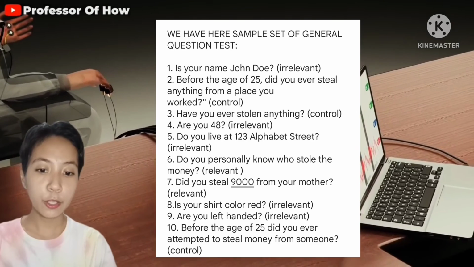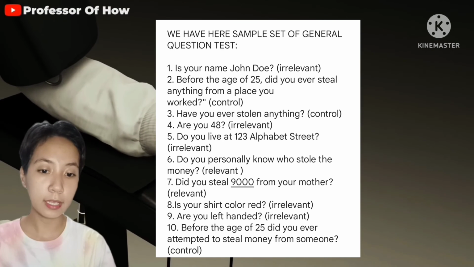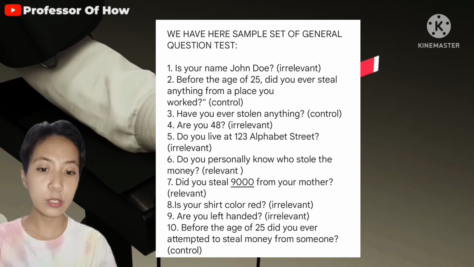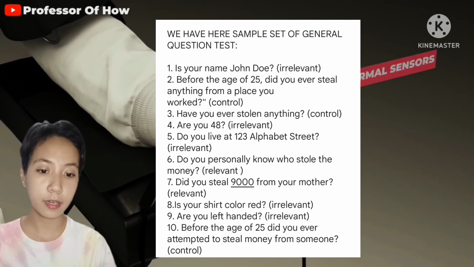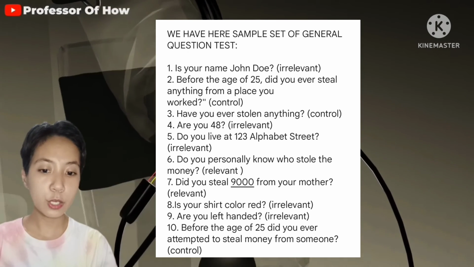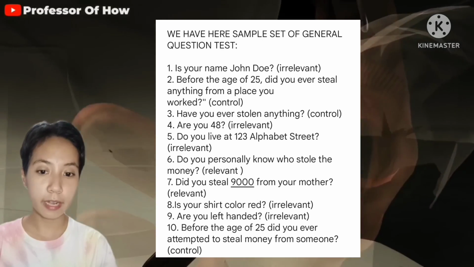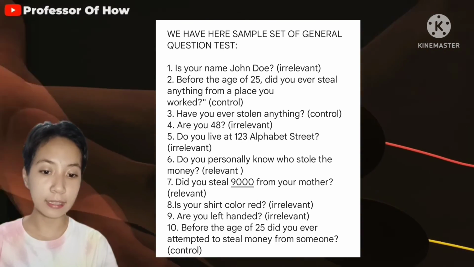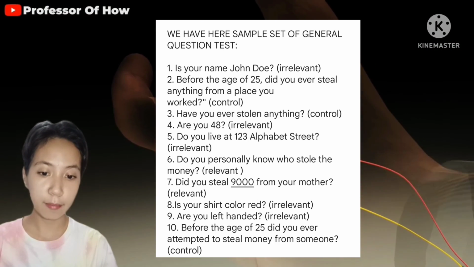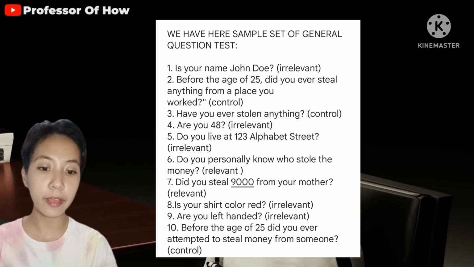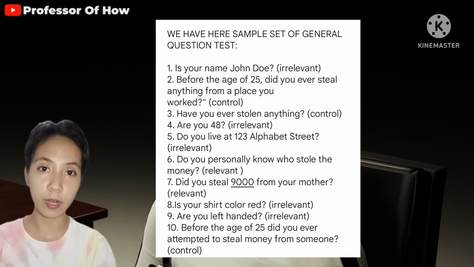Do you personally know who stole the money? Relevant. Did you steal 9,000 from your mother? Relevant. Is your shirt color red? Irrelevant. Are you left-handed? Irrelevant. Before the age of 25, did you ever attempt to steal money from someone? Control.